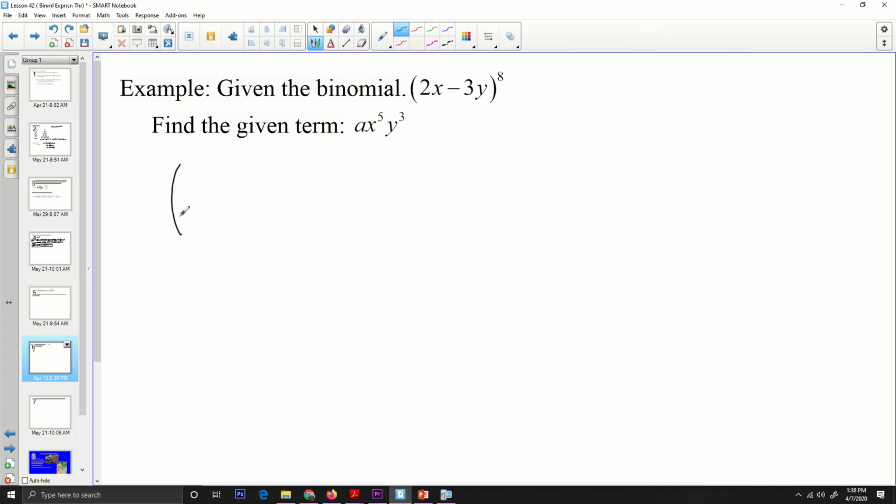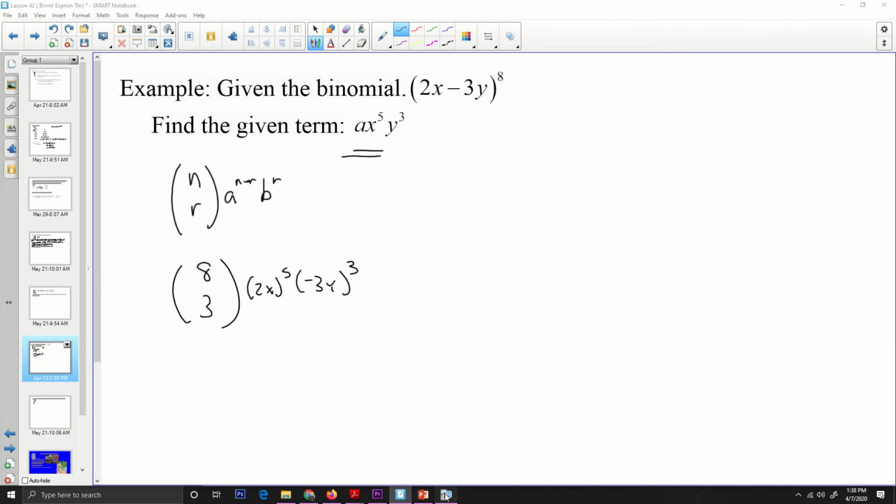Well, if I do that, n choose r, a to the n minus r, b to the r. In this particular case, it would be 8 choose 3, and that will make it (2x) to the fifth, and then (negative 3y) to the third, if I follow this form right there.